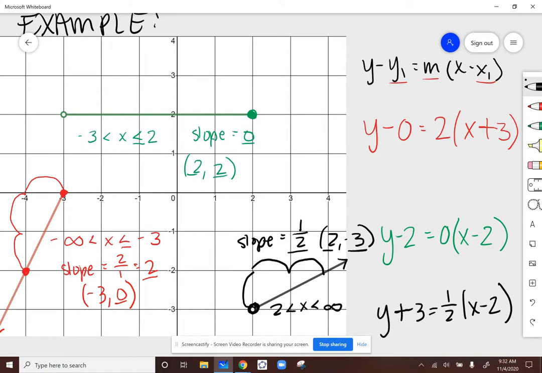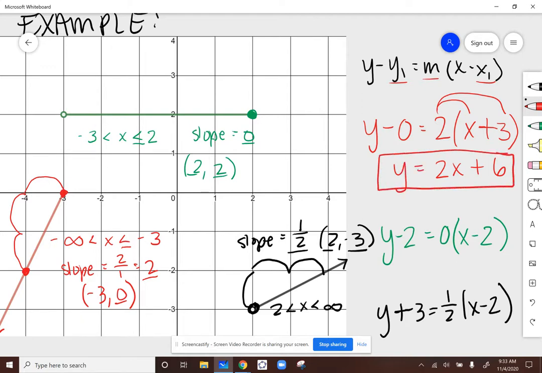We are now at our final step, step 4, where we're going to convert these to slope intercept form. So anytime I see a number outside of parentheses, we can distribute. So for this red one, I'm going to multiply 2 times both of these. 2 times x makes 2x. 2 times 3 makes 6. And then y minus 0 is just y. So we are done converting to slope intercept.